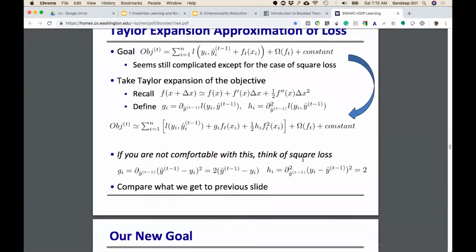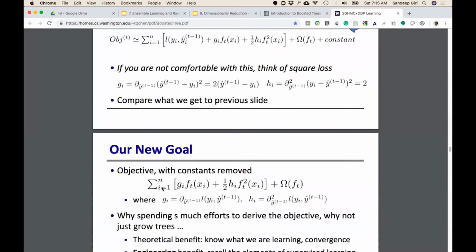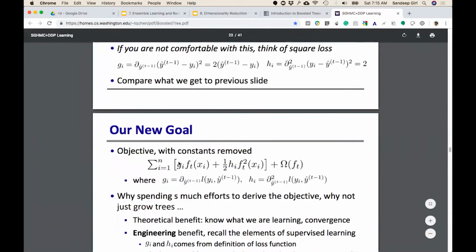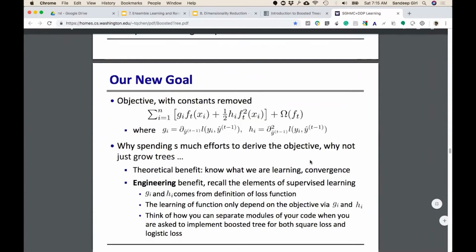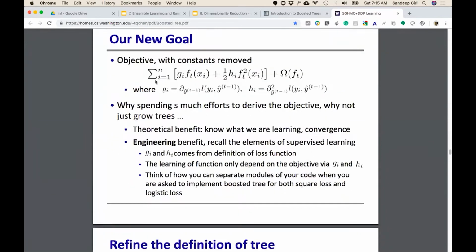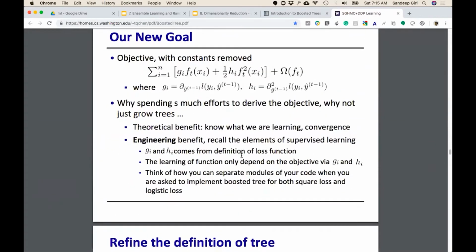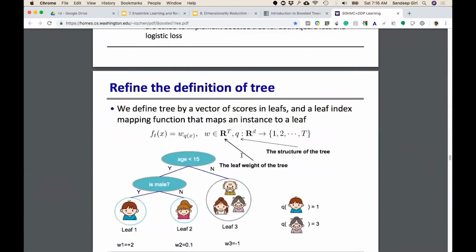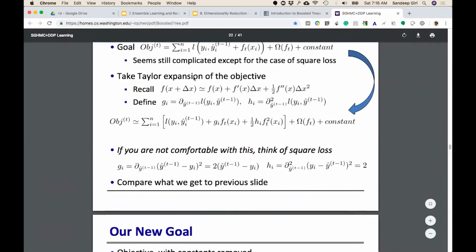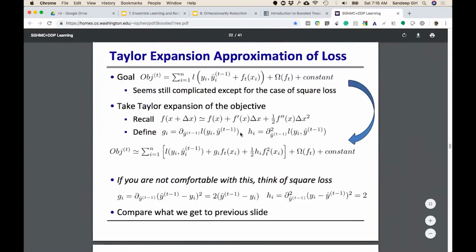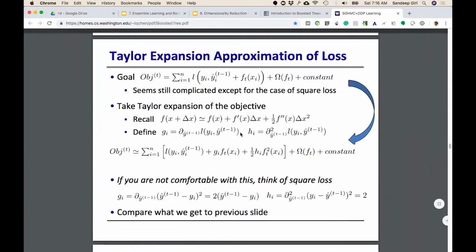Okay, now let's go ahead. This is the new goal that we now have to optimize. If you remove all the constants and so on, this is the new goal. And here, i goes from 1 to n, which is the number of trees so far. Okay.